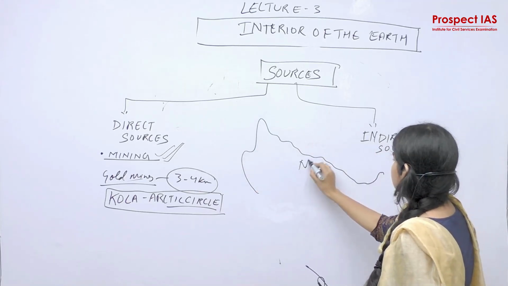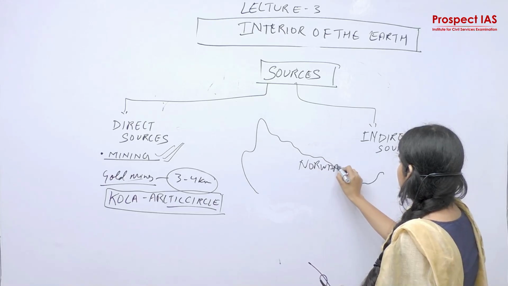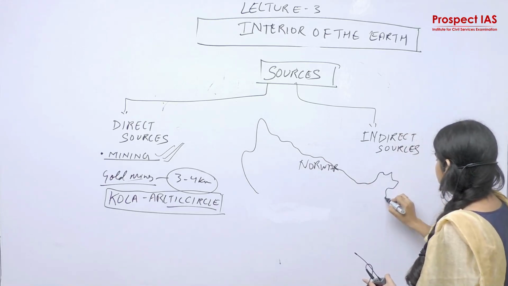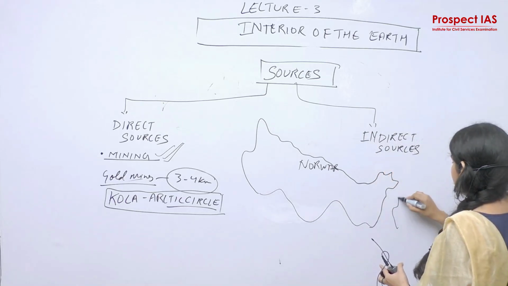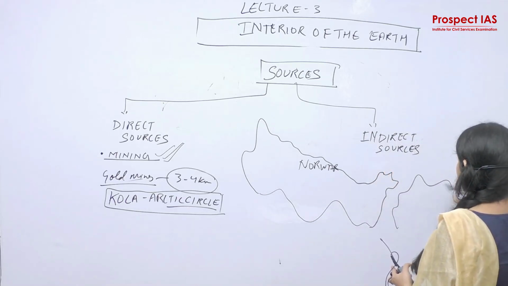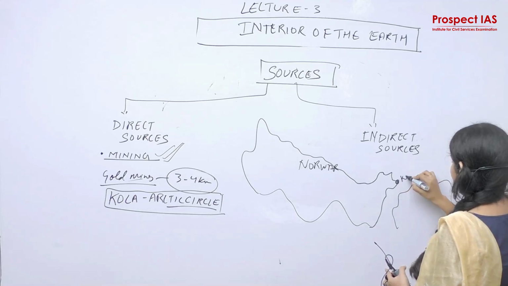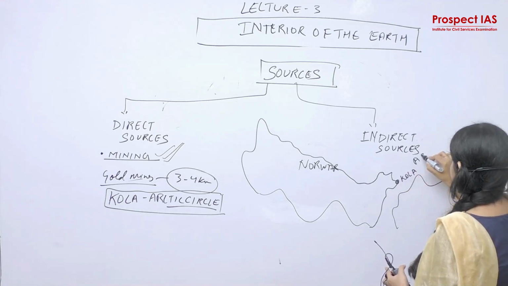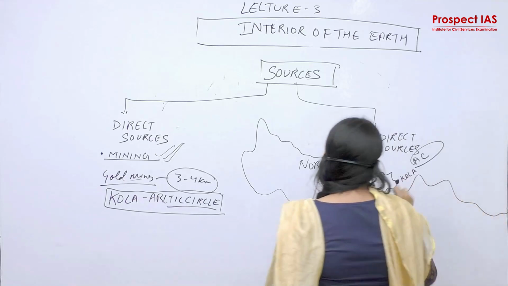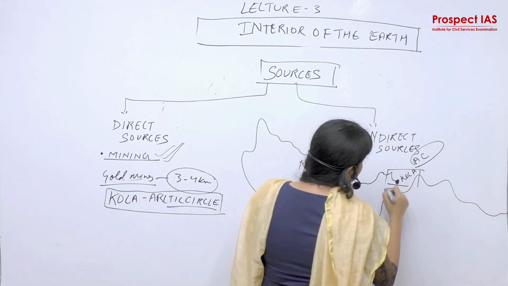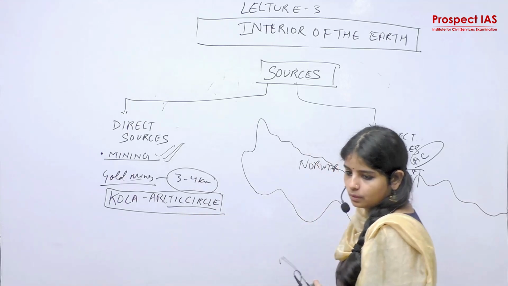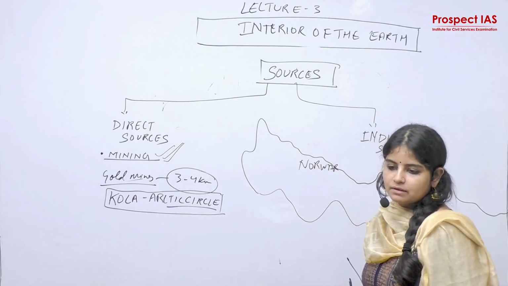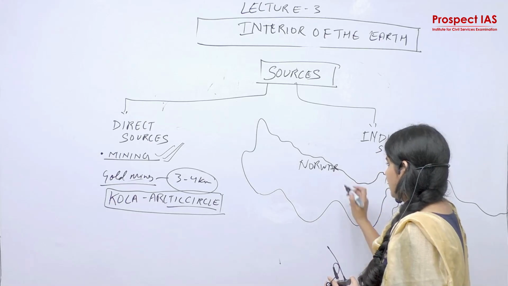This is Norway. And here it is Kola. Okay. This is all the Scandinavian belt. Here it is Russia. Okay. Here it is Kola in Arctic belt. This is Arctic Circle. So here it's a project name you can write. Super deep borehole you can say. Super deep borehole project.